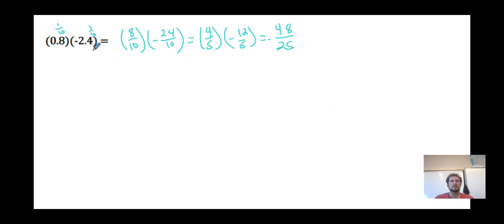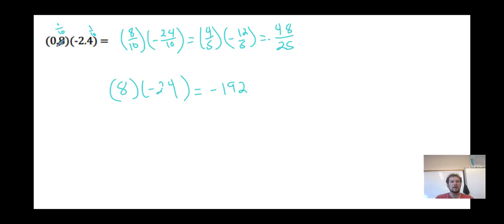But there is more than one way to answer this question. For those of you that do not want to convert to fractions, you can also multiply these decimals by just considering the whole numbers for a second. So instead of writing 0.8, let's just think about what is 8 times negative 24. Sorry, not 2.4, negative 24. So 8 times negative 24, let me just use my mental math skills here for a second, is negative 192. But then we have to consider that this 0.8 times negative 2.4 is not going to be negative 192. There has to be a decimal in here somewhere.